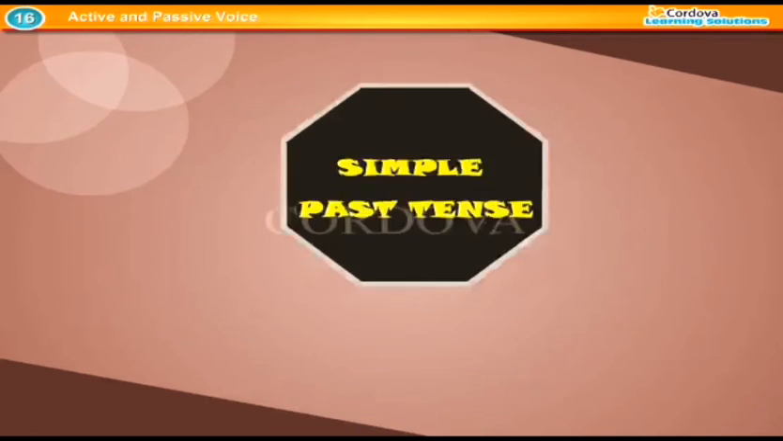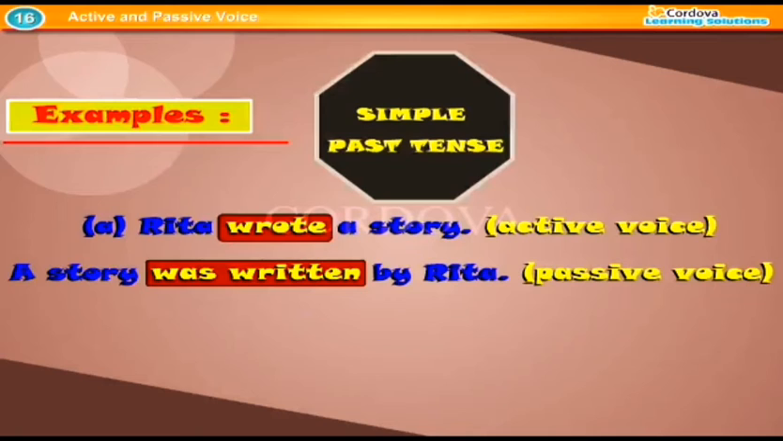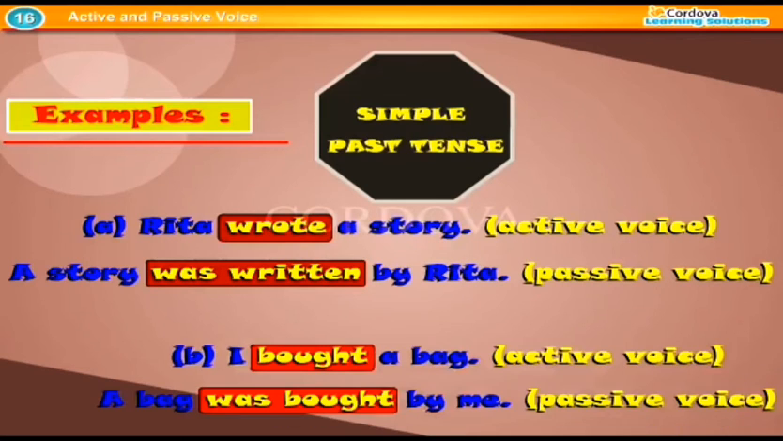Past tense. Examples: Rita wrote a story. Active voice. A story was written by Rita. Passive voice. I bought a bag. Active voice. A bag was bought by me.